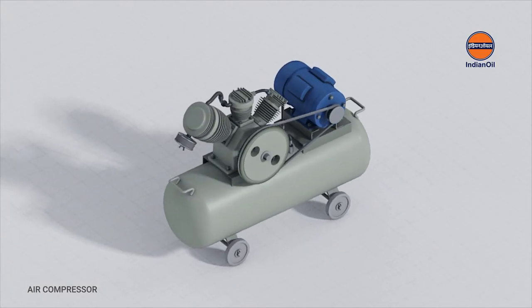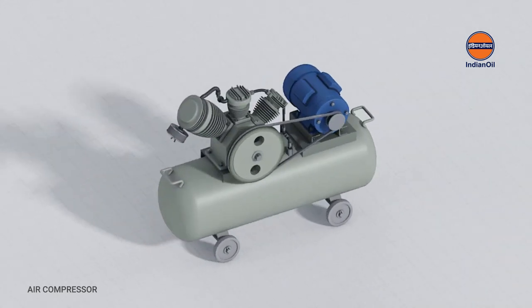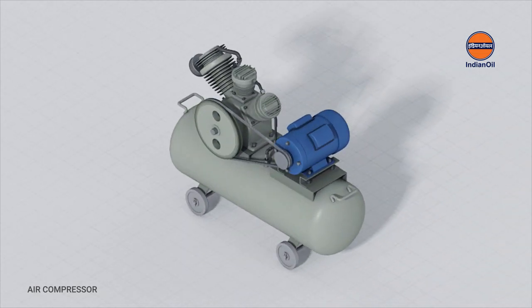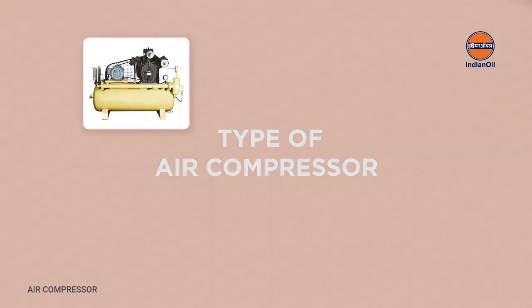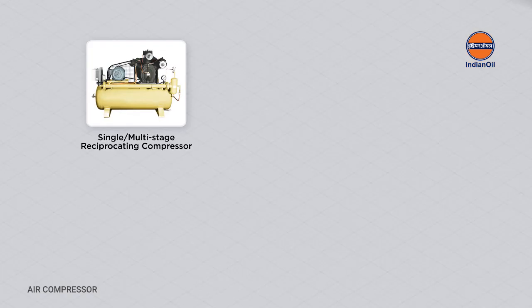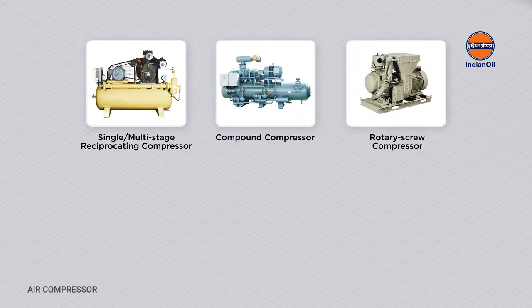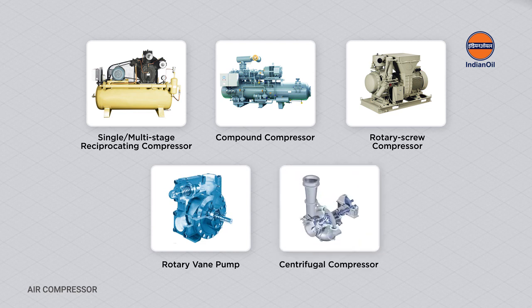We at IOCL WRPL mainline use this compressed air for engine starting cranking, as control air for use in hazardous and flammable areas, as an actuator mechanism for solenoid valves, and for cleaning. Compressors can be classified according to the design and principle of operation: single or multi-stage reciprocating compressor, compound compressor, rotary screw compressor, rotary vane pump, centrifugal compressor.